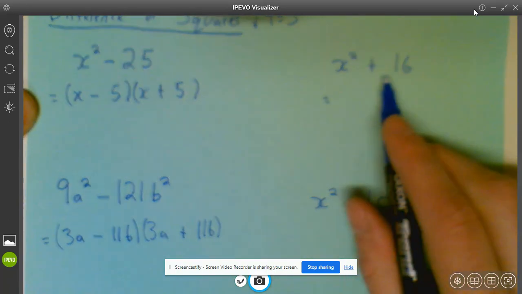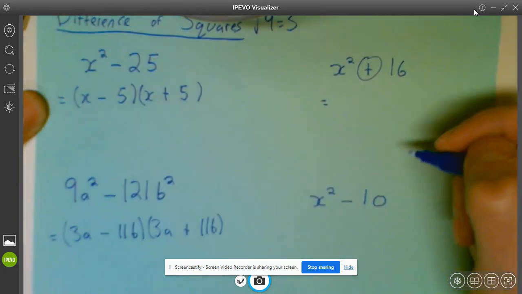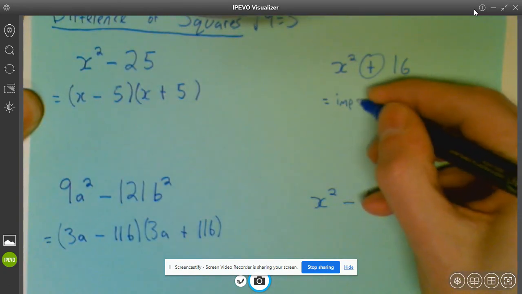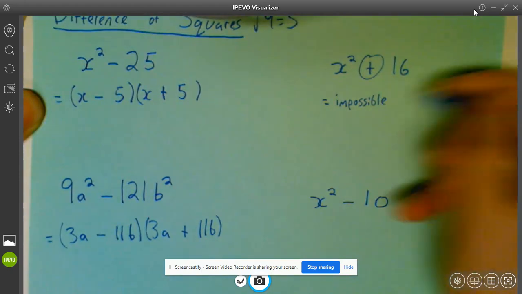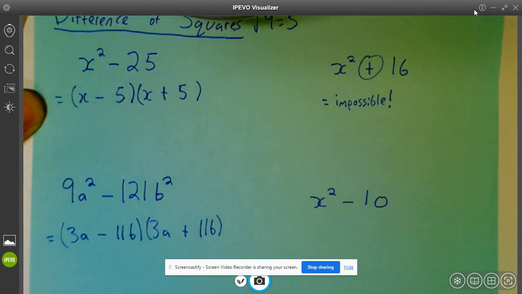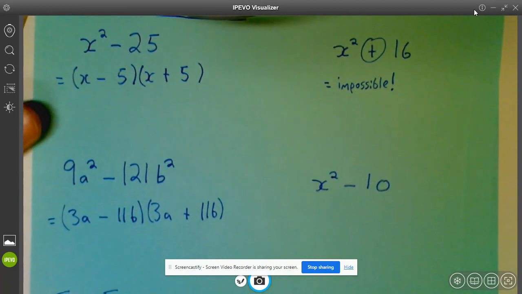Just a couple things to be careful about. This one looks pretty easy. They're both perfect squares. However, we've got a positive sign. So that's actually impossible to factor. Nothing multiplies to 16 and adds to 0. So this only works if we have a difference of squares. So we need to see that minus sign in between two perfect squares.